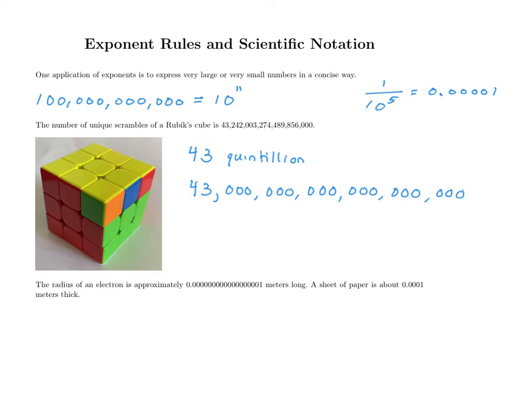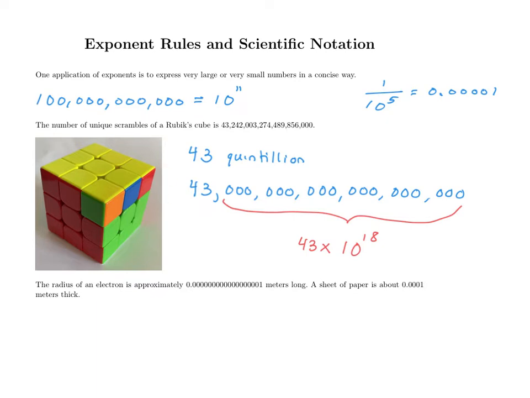You could instead say, well, all this stuff right here, why don't we just call that 10 to the power of 18? That would then get multiplied by 43. And this is a shorter way to write the same number, the approximate number of ways that you can scramble this Rubik's Cube. So that is a large number.